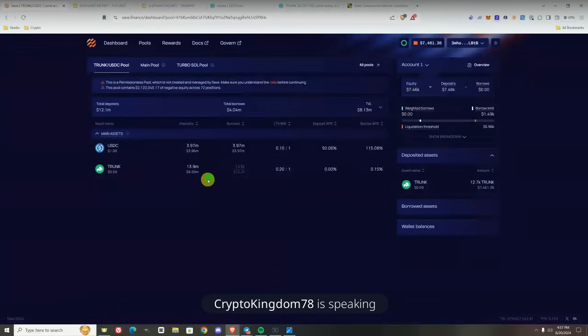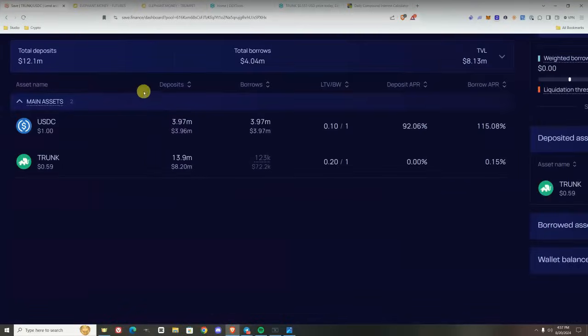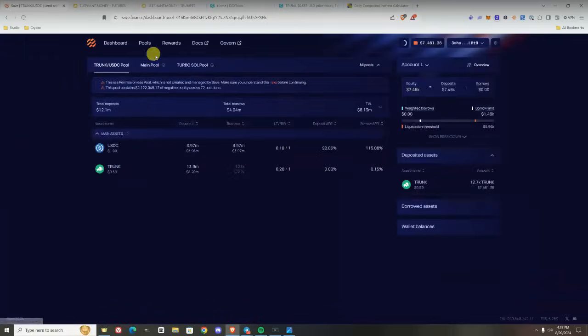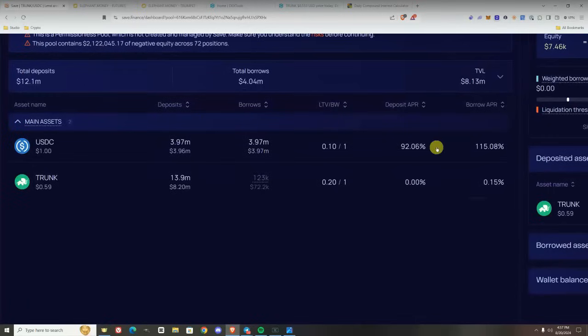Yeah. So save.finance right now, this was formerly called Solend. They had already been planning a rebrand at some point. This went into effect over the last month, but essentially you've got a trunk USDC pool, and what you can do here with this borrow savings lending platform on Solana, you could either supply USDC, which would be the safest route, or you could supply your trunk and then leverage up to 20% against that trunk borrowed out as USDC, and then you can do whatever you need to with those funds.